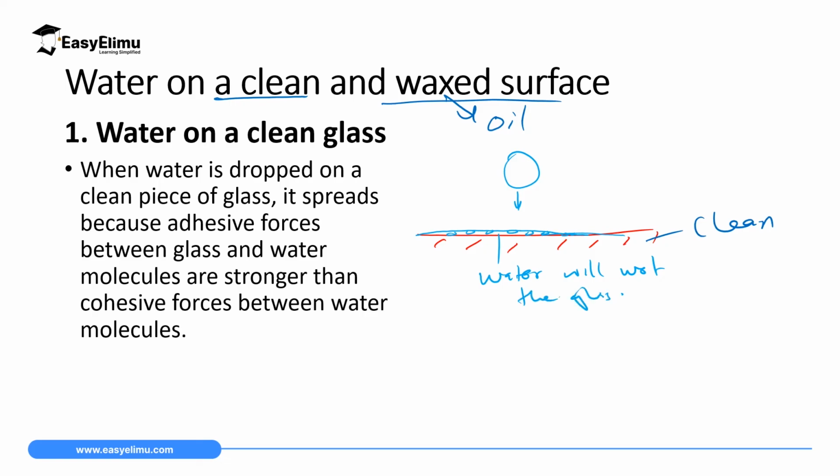And the reason why water wets the glass is because adhesive force between the glass and water molecules is stronger than the cohesive force between the water molecules. So the cohesive force which was existing between these water molecules will be weak when it interacts with the adhesive force because water has low density.